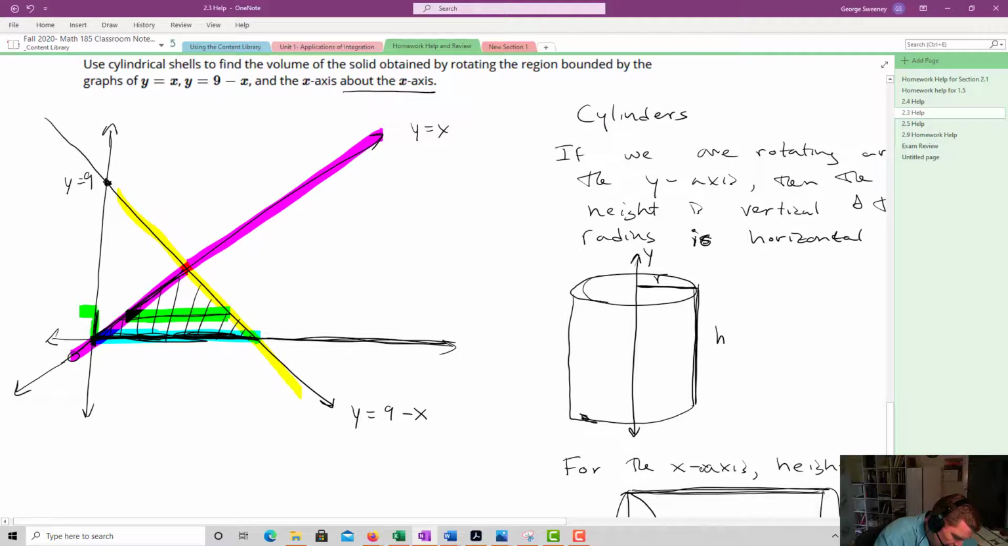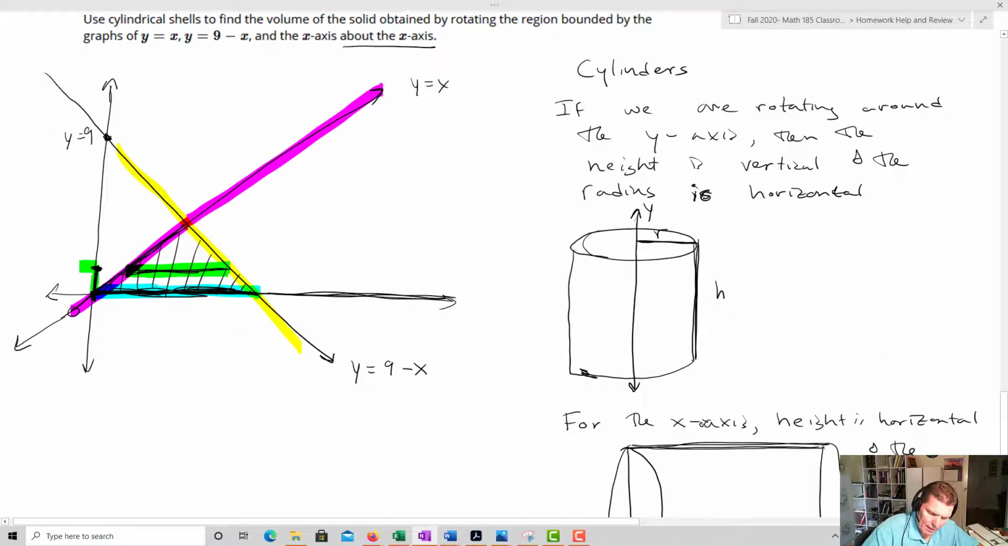Okay, it's going to end up being some value for y on the y-axis. And my height is going to be the difference between 9 minus x and x in terms of y. Okay, so in terms of y.